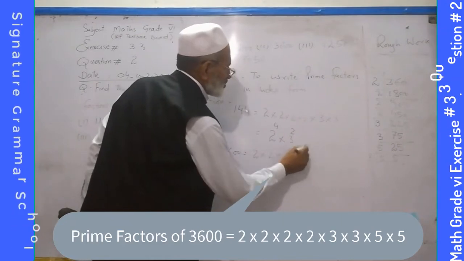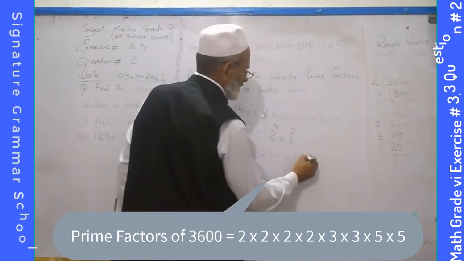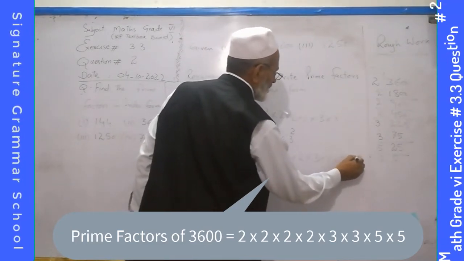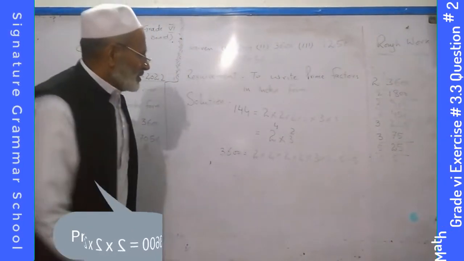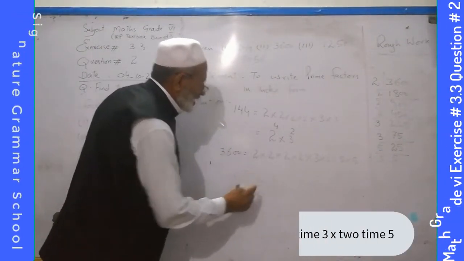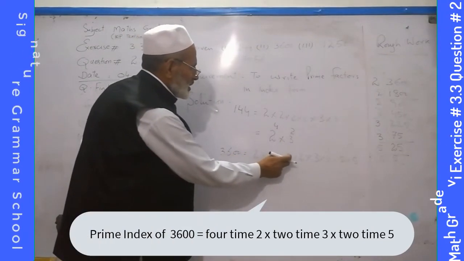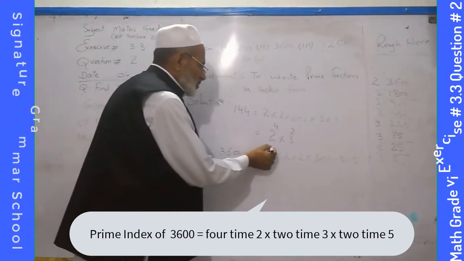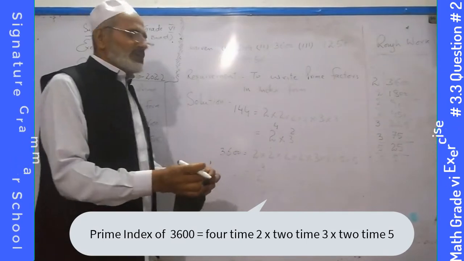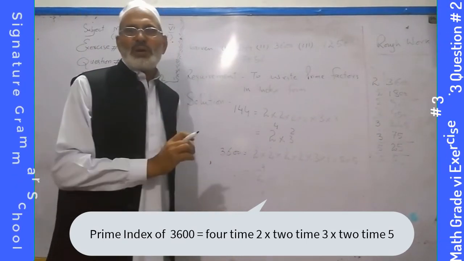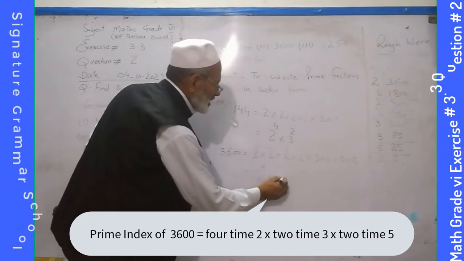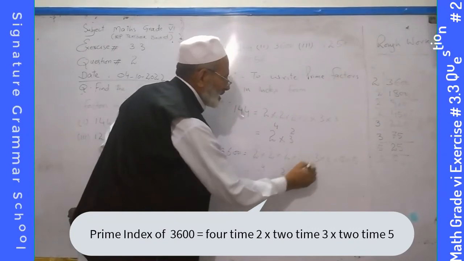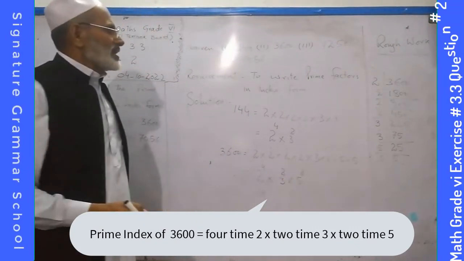Hence, in this case, the prime factors of 3600 are 2 multiplied by 2 multiplied by 2 multiplied by 2. How many times? 1 2 3 4 times. Then 3 multiplied by 3 and multiplied by 5 multiplied by 5. So in index form it will be 2 and its exponent will be 4. We are just adding the exponent of all the similar numbers. And here it will be 3 and it's 2 times, therefore I am writing here 2, 5, and how many times? 2 times. So this is in index form.